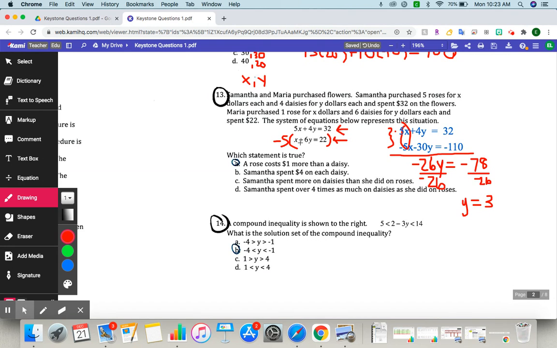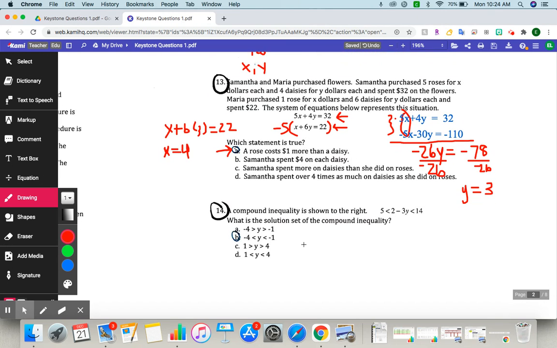And then we can plug that back into one of the equations. I'm going to plug it into the original second equation. So x plus 6 times 3 equals 22. 6 times 3 is 18, meaning that x equals 4, which is the cost of a rose. And if a rose costs $4 and a daisy costs $3, then A would be the correct answer, that a rose costs $1 more than a daisy.